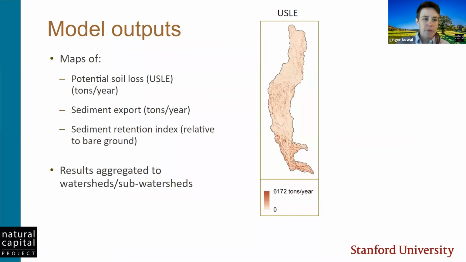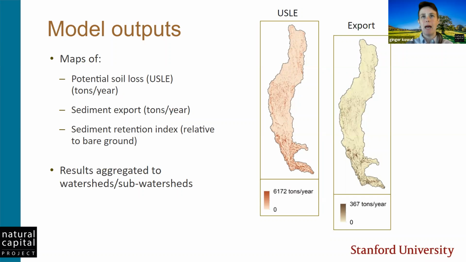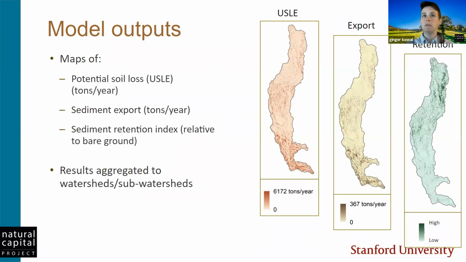So the main outputs from the model are maps at the resolution of the digital elevation model that contain potential soil loss. This is calculated from USLE, and this is, given erosivity, erodibility, slope, and vegetation, what is the expected annual soil loss from each pixel? The model also gives you a map of export. So how much of the sediment eroded from each pixel is exported to the stream? And a map of sediment retention.